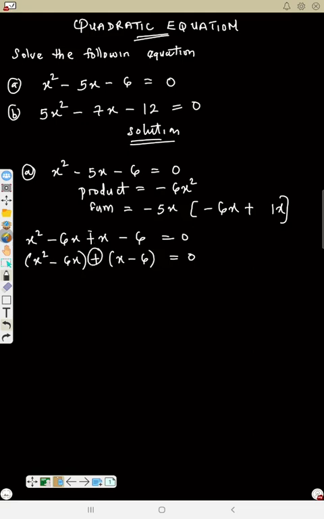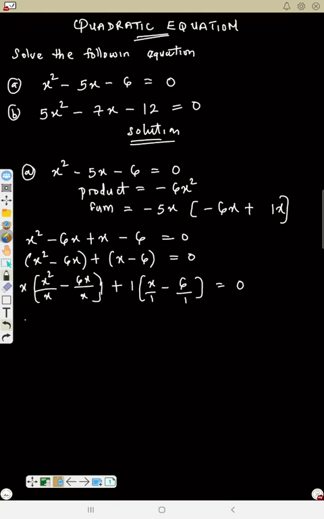So if it is plus I have outside, I don't need to change the sign, it remains the same, except if minus is there, then minus times minus will be plus. Now what's common here? X. Then this will be s squared over x minus 6s over x, so plus 1s over 1 minus 6 over 1 equals 0. So x can cancel out x. That will be x minus 6, then plus 1, x minus 6 is equal to 0.